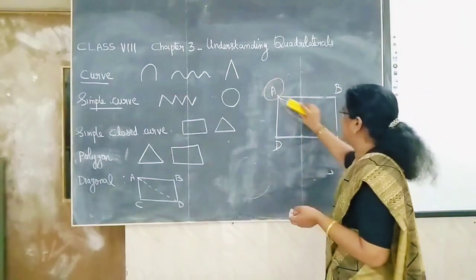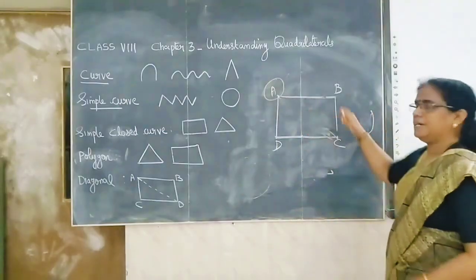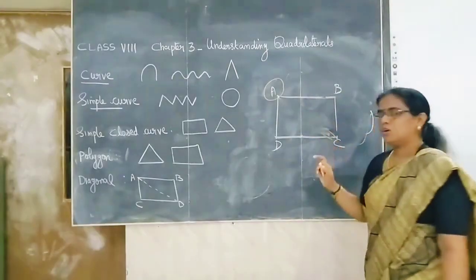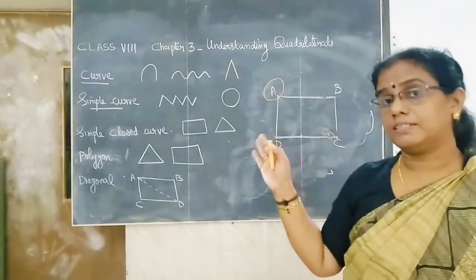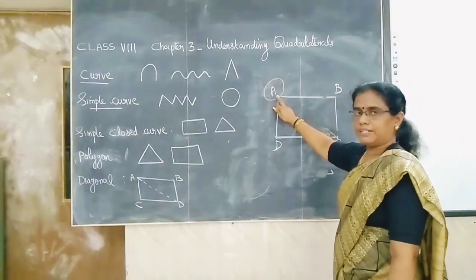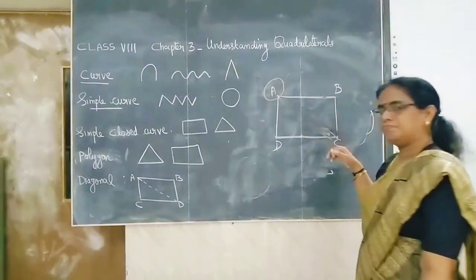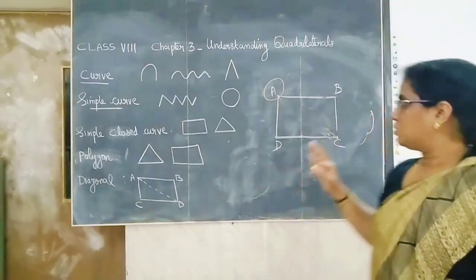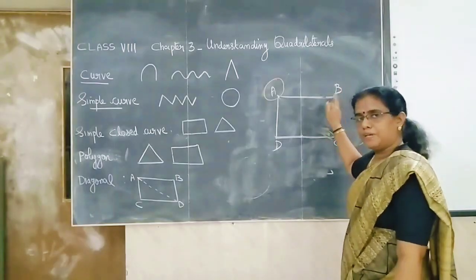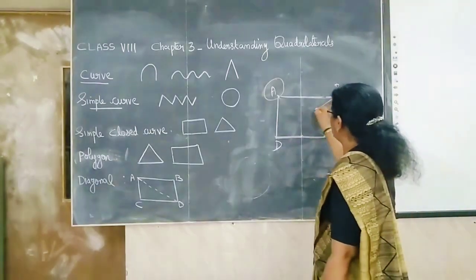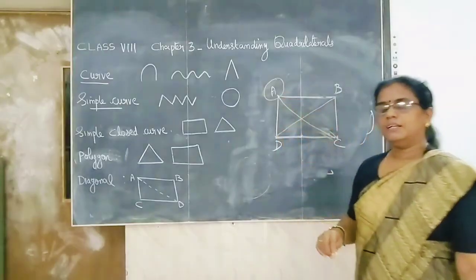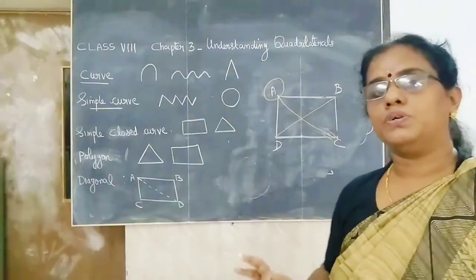Now from B. If you consider B, A and C are consecutive vertices. That is just near. When you consider B, A is the next vertex on this side, and on this side C is the nearby vertex. So from B to A and C we cannot draw a diagonal. We can draw the diagonal from B to D. So this is the next diagonal. So in this rectangle we can draw two diagonals.